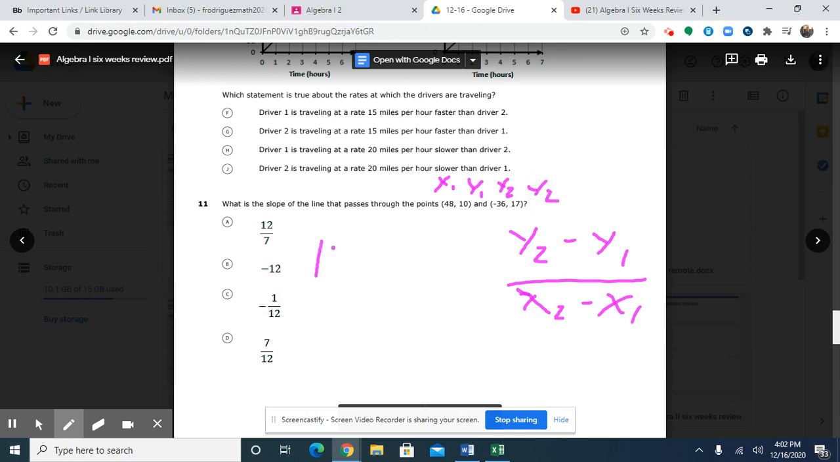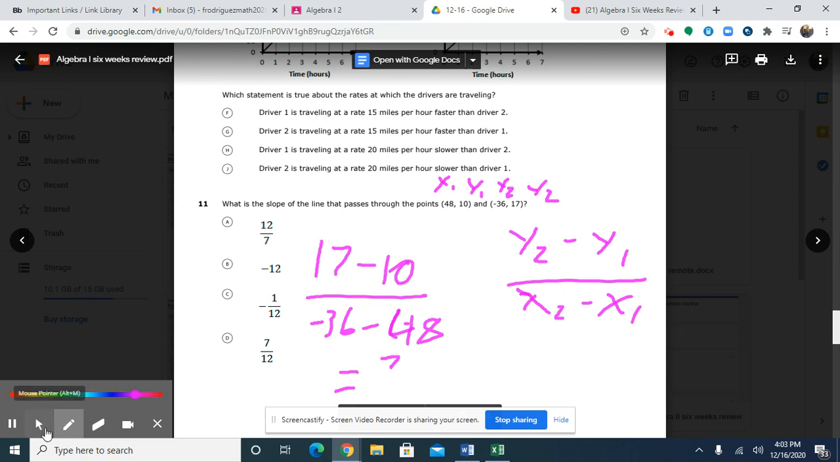So setting this up, we would have 17 minus 10 over negative 36 minus 48, not negative 48. Okay. So looking at this here, you should be able to see that we have 7 and negative 36 minus 48. So it would be equal to 7 over negative 84.